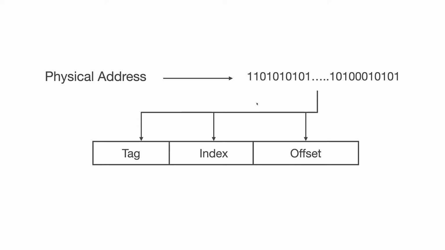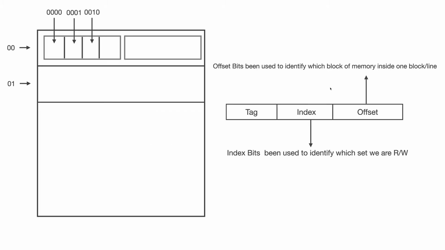On the right hand side you can see a physical address consisting of a number of bits, and it consists of three main components. The first one is the tag, the second one is the index, and the third one is the offset. The index bits are used to identify which set we are reading or writing, and the offset bits are used to identify which byte of memory inside one block or line. So let me interpret it this way. We have a cache here.